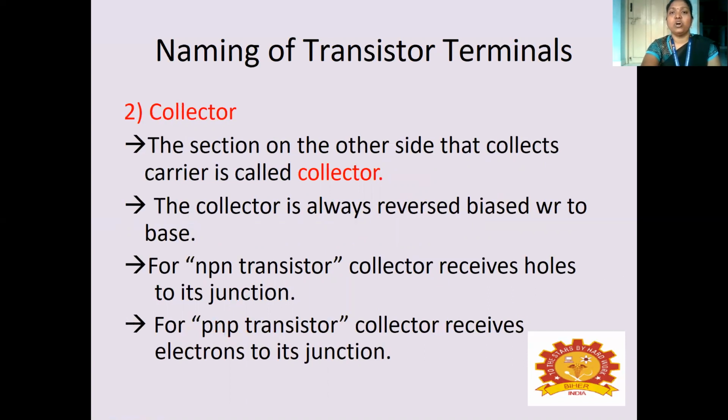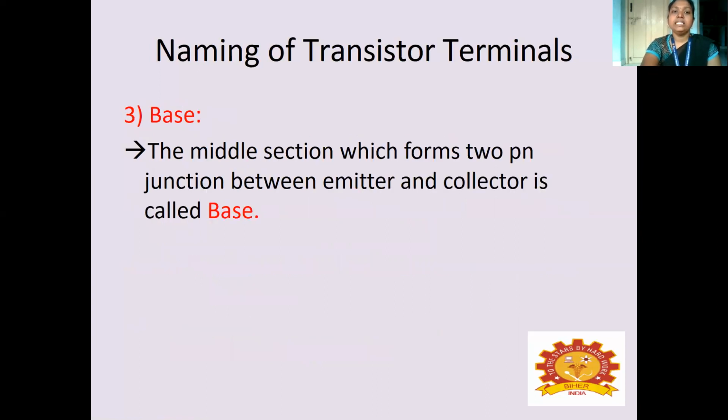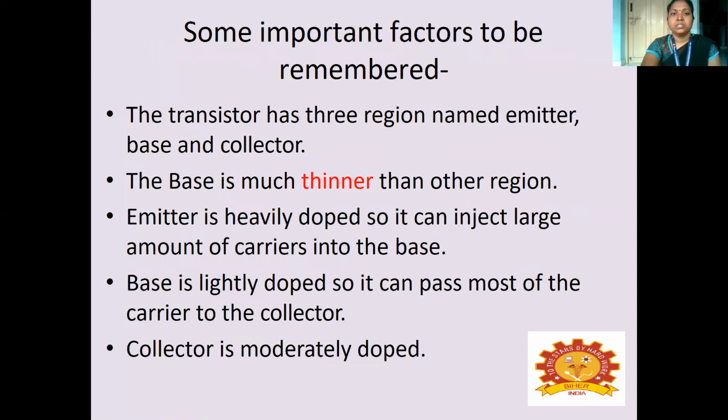Next comes the collector, which is on the opposite side to the emitter. The collector is always reverse biased with respect to the base. For an NPN transistor, the collector receives electrons at its junction, and for a PNP transistor, the collector receives holes at its junction. Next comes the base. The middle section will always be the base, and it is always very thin. The middle section, which forms two PN junctions between the emitter and the collector, is called the base. So there are certain important factors to be remembered.